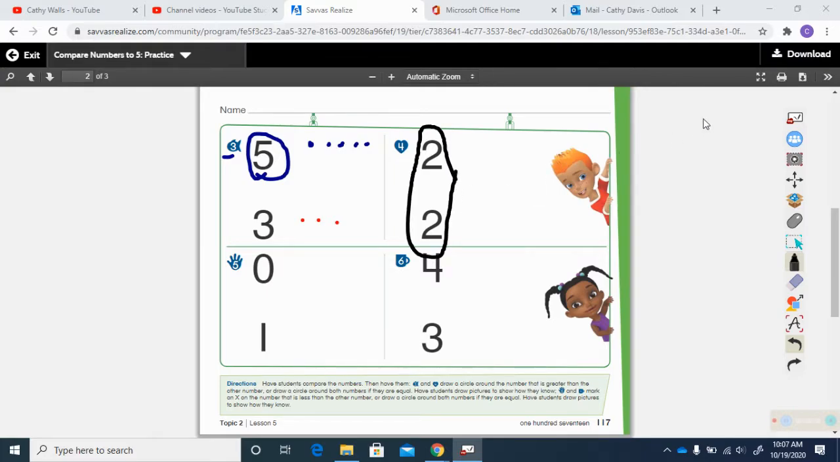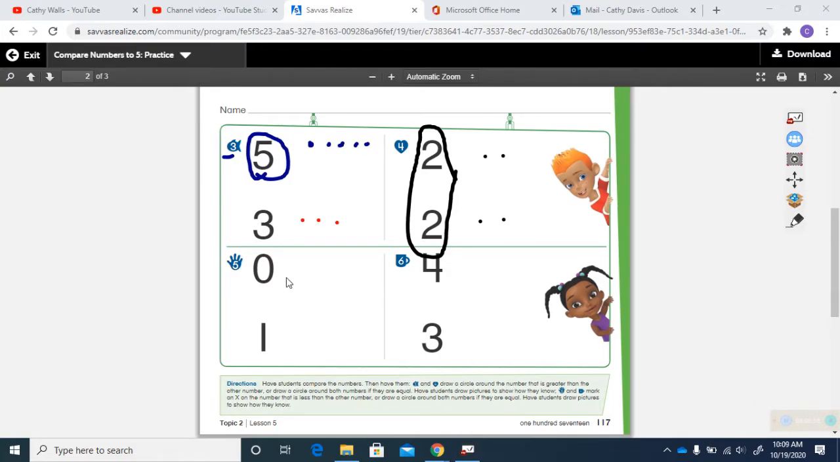We still have to tell why we know they're equal. How do we know they're equal? So for this number 2, we're going to draw 2 dots. For this number 2, we're going to draw 2 dots. When I look at the picture, they both have 2 dots. They have the same number of dots, so I know they are equal.